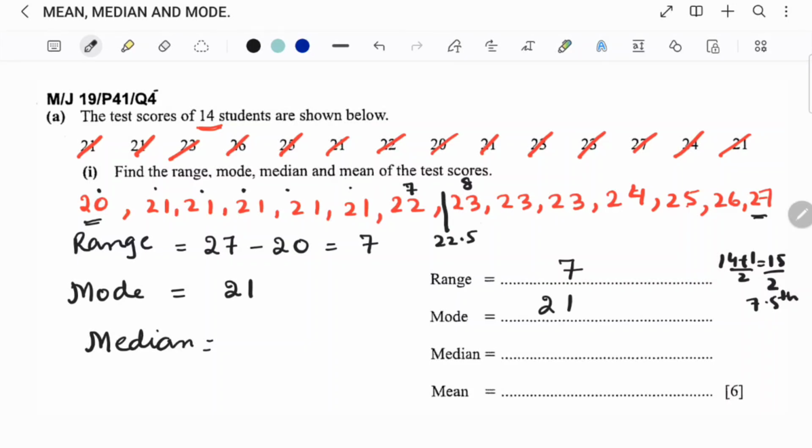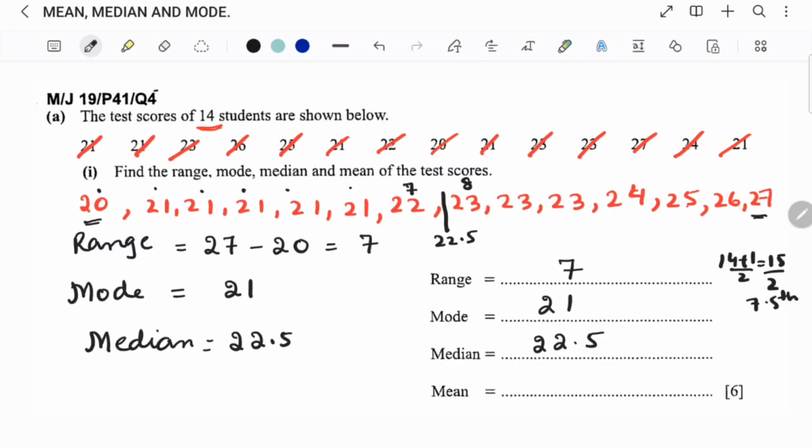Otherwise you will do 22 plus 23 upon 2, you will also get 22.5 there. Okay. So 22.5 is the median. All right. So now we are doing the mean. So that is the calculations.